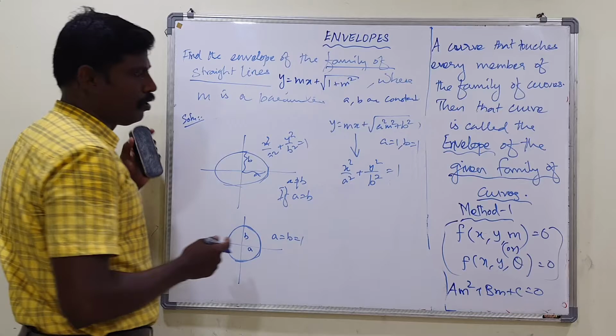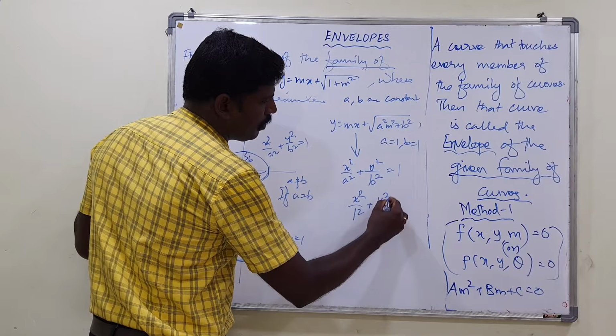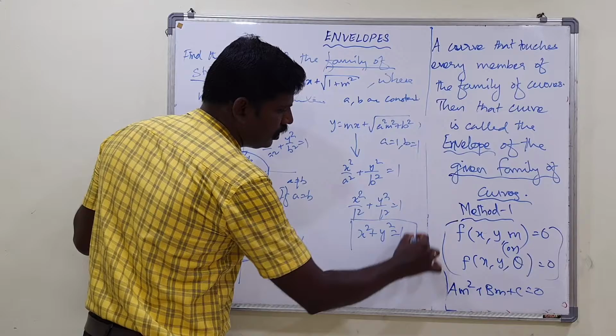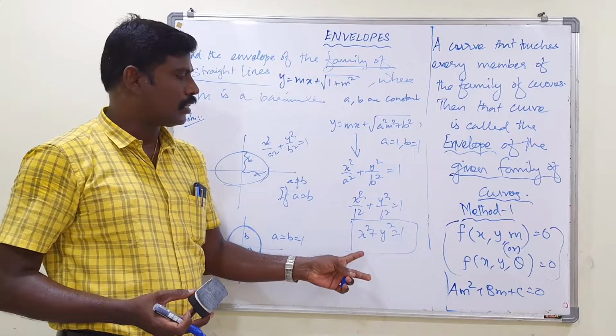So the result will be x square by 1 square plus y square by 1 square is equal to 1. That is, x square plus y square is equal to 1. You will get it. What is this? This is nothing but the standard form of a circle with center at the origin having radius 1. Now I am going to do this problem.